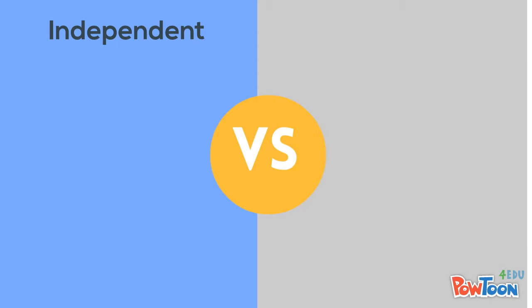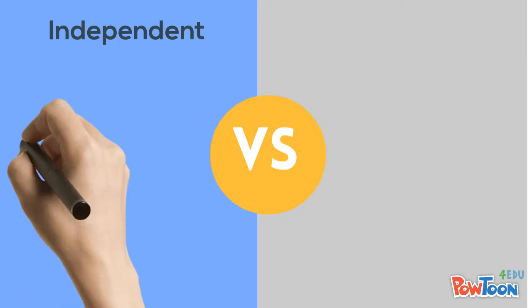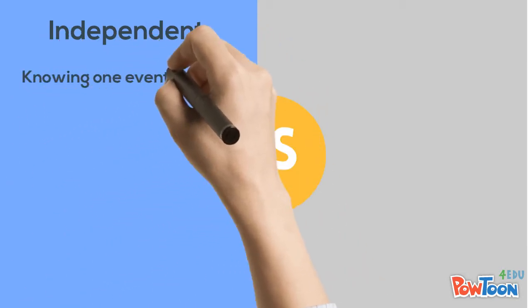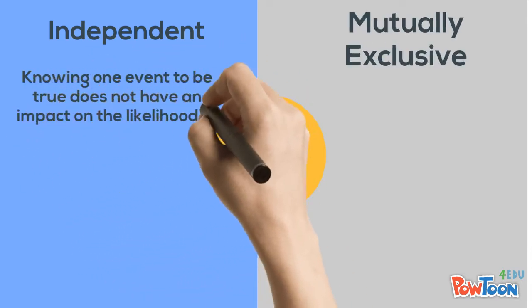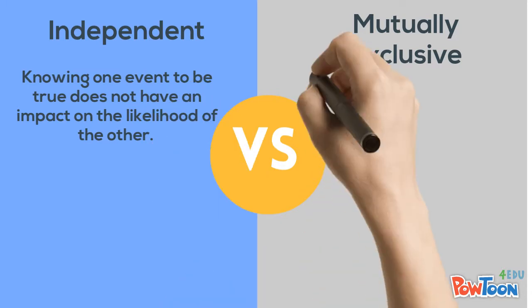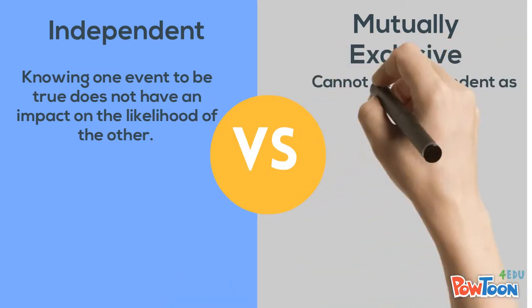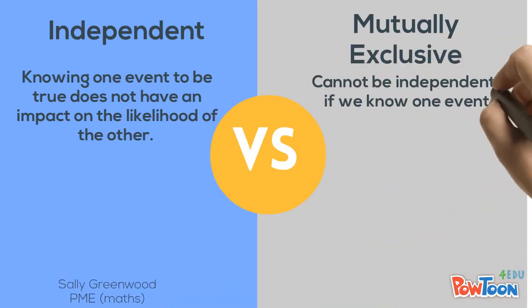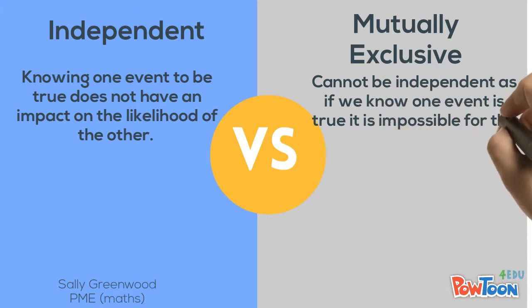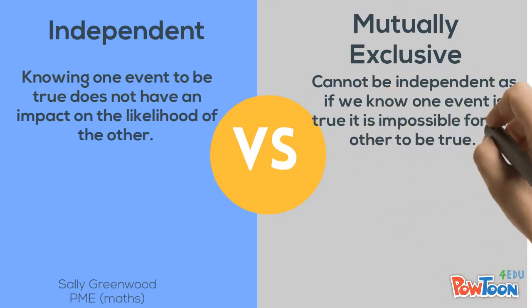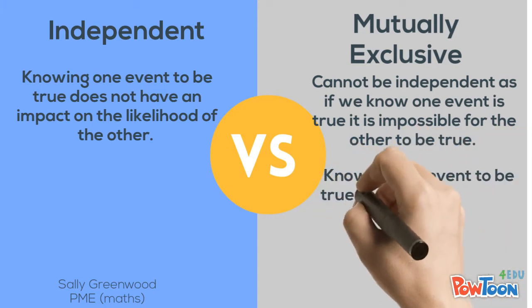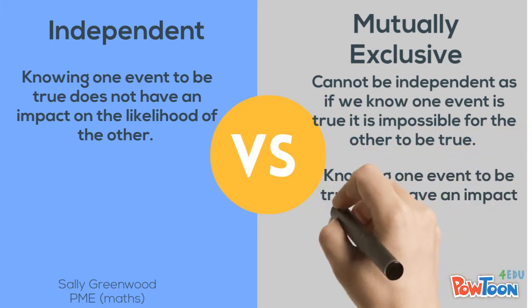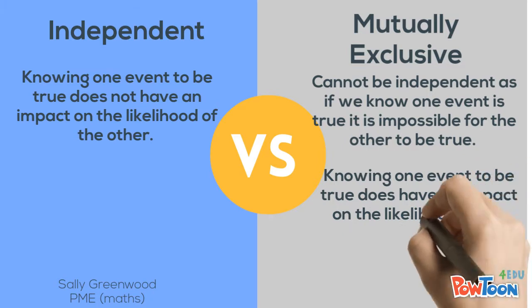If events are independent, it means that knowing one event to be true does not impact the likelihood of the other. Mutually exclusive events cannot be independent, as if we know one is true, it is impossible for the other to be true. Therefore, knowing one event to be true does have an impact on the likelihood of the other in the case of mutually exclusive events.